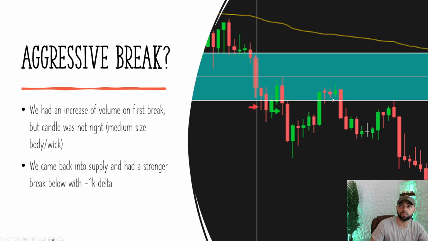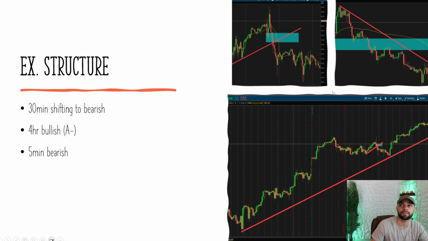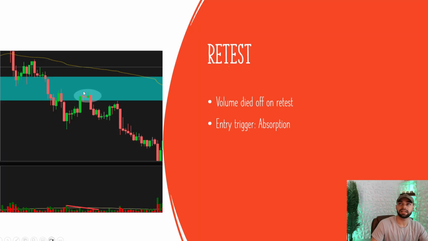So now we wait on the retest back into the zone. That's what we're doing. So what's the structure saying? Broke through demand. 30-minute is shifting to bearish. The issue with this one is the 4-hour is bullish, super, super bullish. So it's an A-, we drop size. And the 5-minute will always align with the breakouts as bearish. The retest: volume died off on the retest right here, as you can tell. And the entry trigger on this consolidation was absorption, which we're going to talk about.